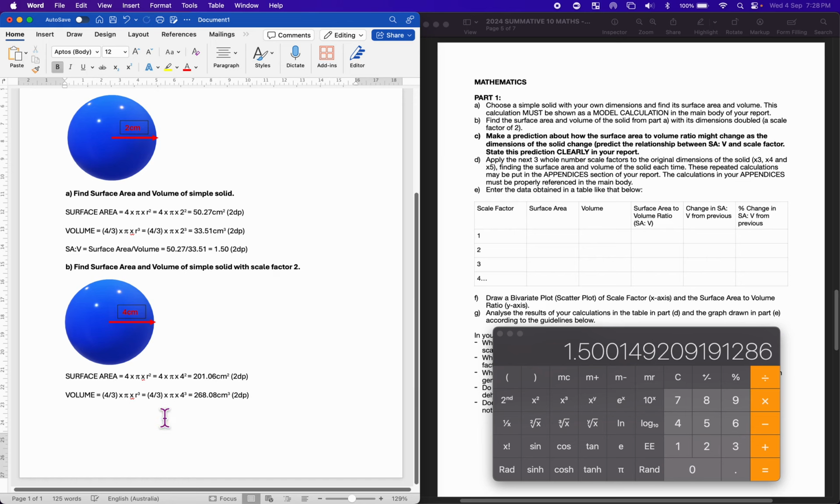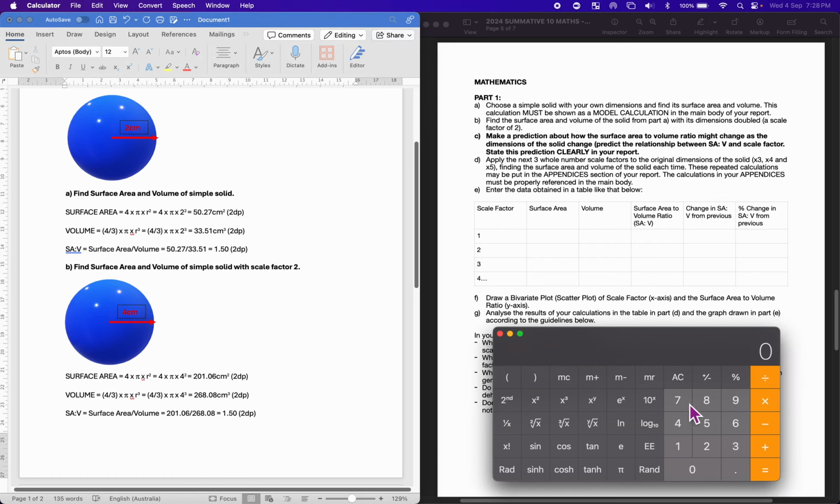What's the surface area to volume ratio here? It is 201.06 to 268.08. 201.06 divided by 268.08 is 0.75.